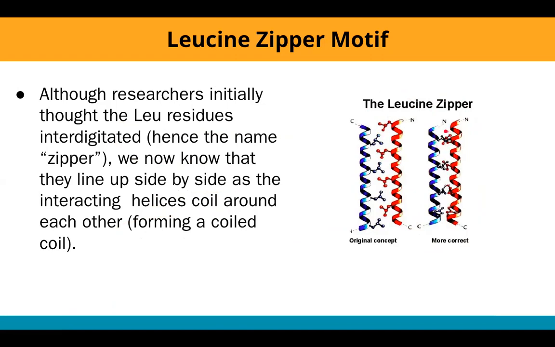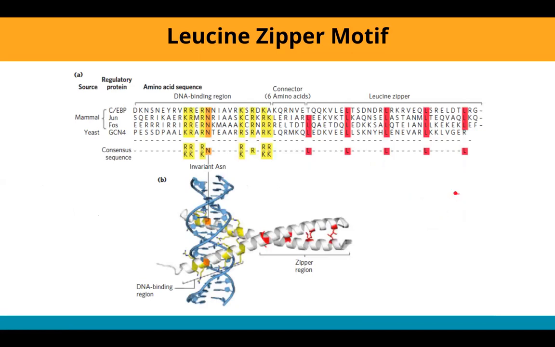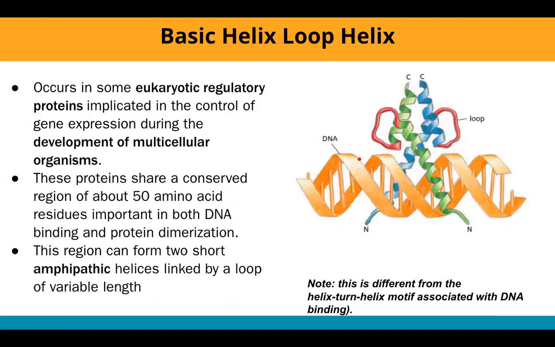This is by virtue of the hydrophobic interactions. Remember, leucine is a hydrophobic amino acid, so they can easily bind together because of hydrophobic interaction. Okay, so again, to show you that the leucine occurs every 7th amino acid: 1, 2, 3, 4, 5, 6, 7. It occurs on the 7th amino acid. 1, 2, 3, 4, 5, 6, 7. So the leucine zipper contains leucine in every 7th amino acid residue.